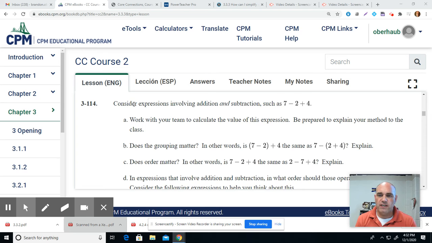Right, question 114. Consider expressions involving addition and subtraction, such as 7 minus 2 plus 4. Work with your team to calculate the value of this expression. Be prepared to explain your method to the class.